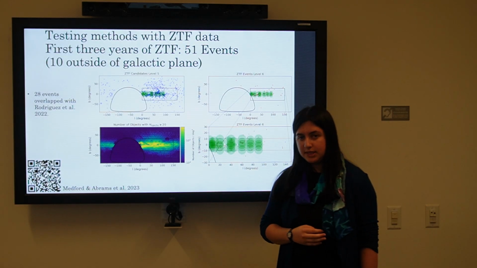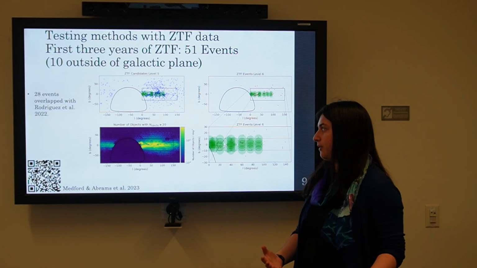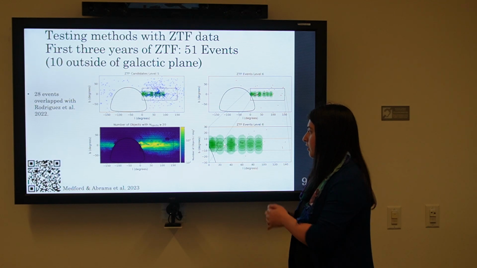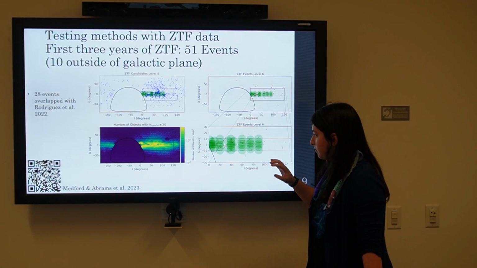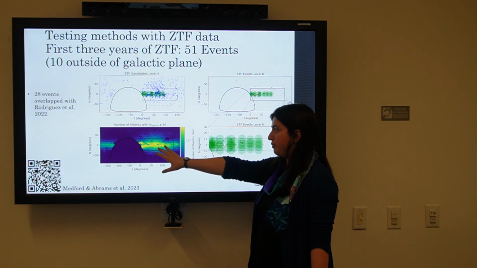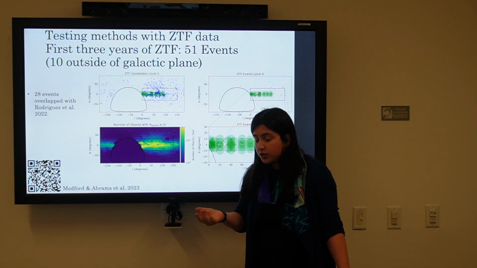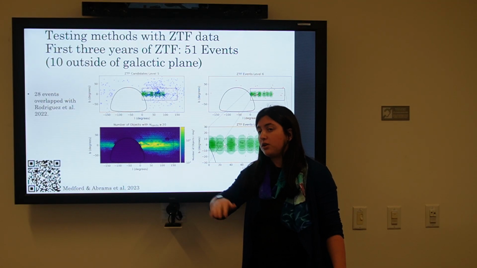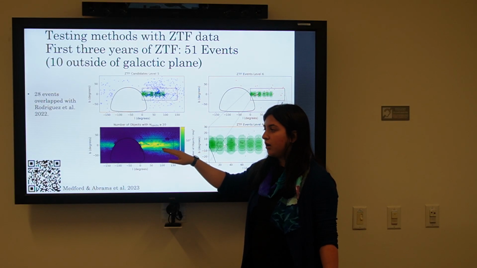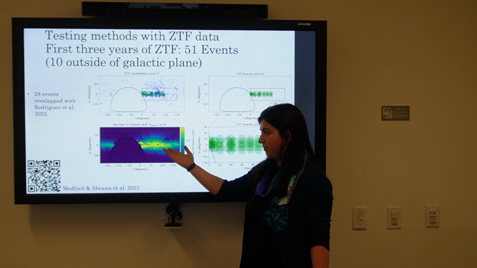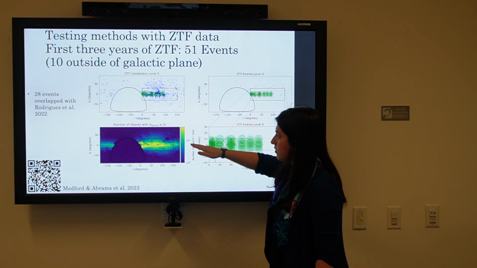So in the first 3 years of ZTF data, we found 51 microlensing events, 10 of which were outside of the galactic plane. And so let's break down what these plots mean. Basically, down here is your number of objects with at least 20 observations. That's the bare minimum for trying to say something about whether the light curve looks like a microlensing event. You can see you're more concentrated over here, where there's more objects in the galaxy, which corresponds with this line here.